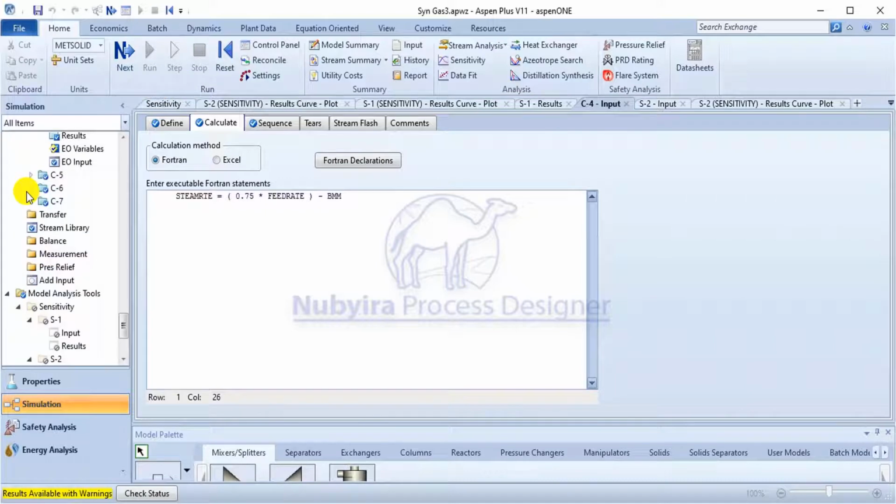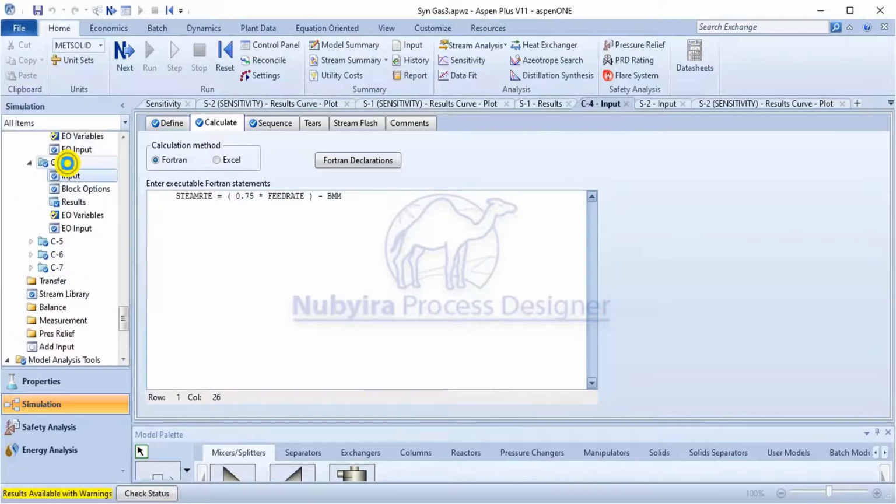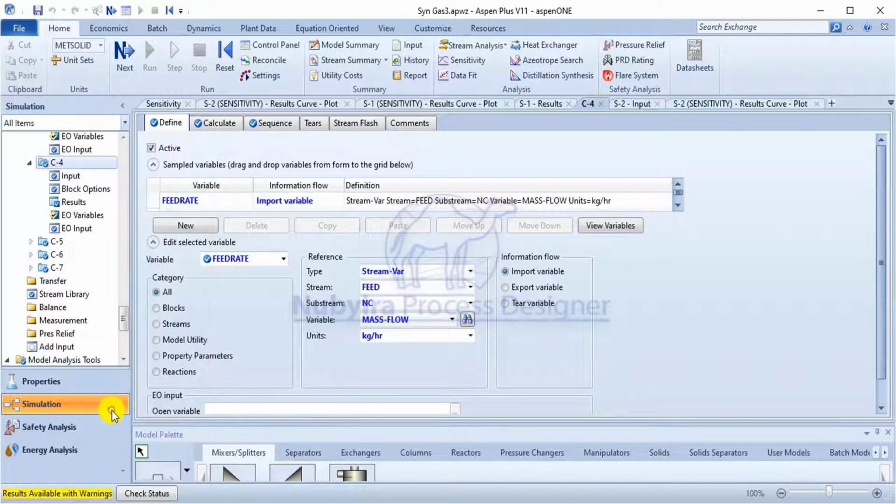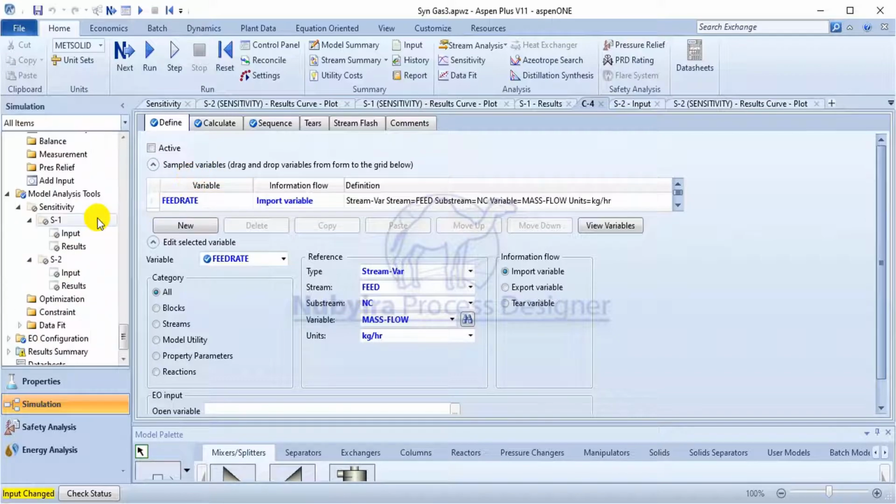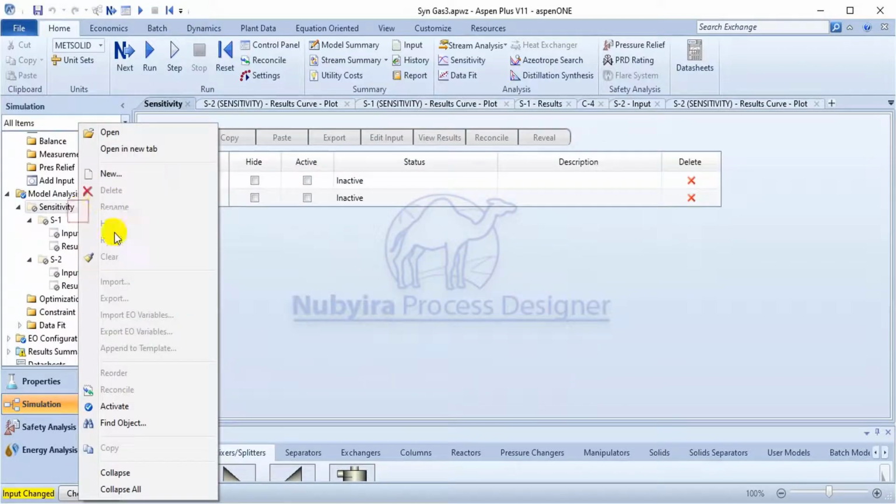So that's good. The next thing is the sensitivity analysis. I'm going to deactivate this because the calculator is now the business. We are going to be adjusting the flow directly now, from the sensitivity analysis.